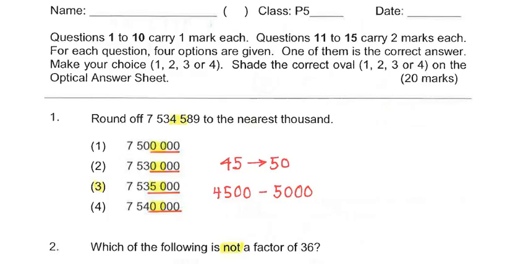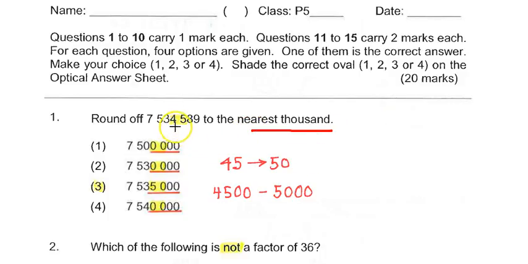Right, this is your MCQ section of your P5 MYE 2016. Number 1, round off this number which is above 7 million. Now the keyword is nearest thousand. Okay, nearest thousand here. This is the one. All right, you will see very carefully.